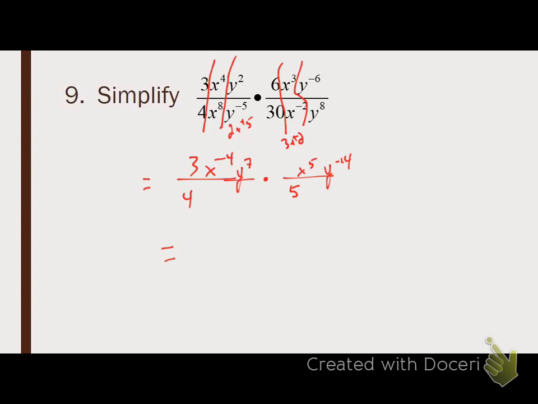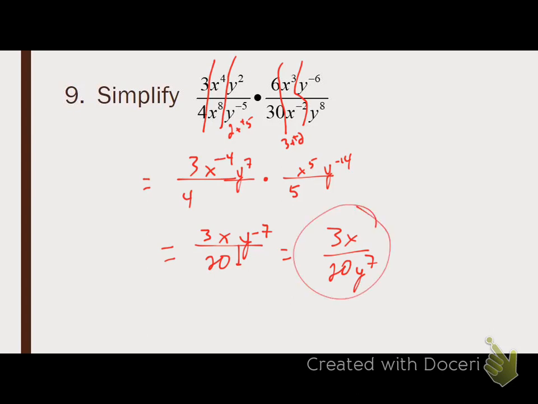and then I'll worry about moving negative exponents. 3 times, well, there's nothing to multiply the 3 by, so it stays 3. 5 times 4 is 20. And then the x's, negative 4 plus 5 is 1, so x to the 1st. Then the y's, 7 plus negative 14 is negative 7. We do have to move the y. So you get 3x over 20y to the 7th. Again, some different approaches might work for you here, but this is how I organize these problems.